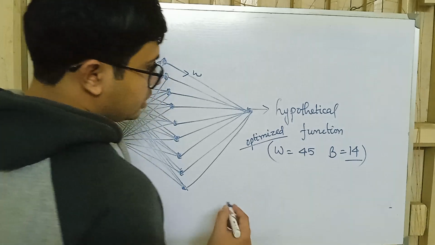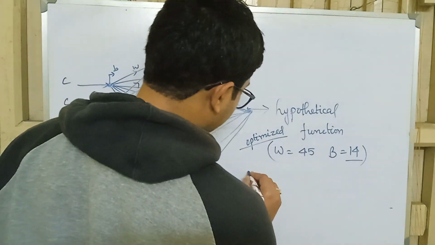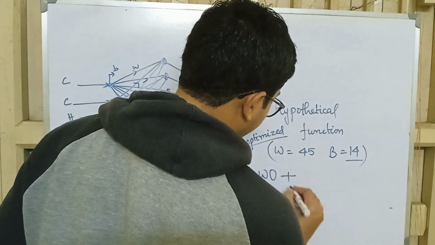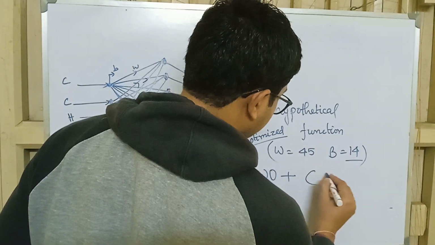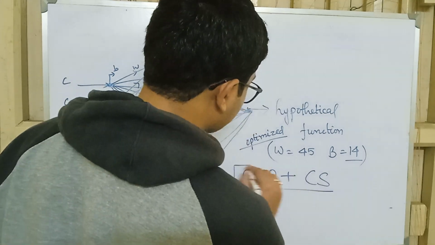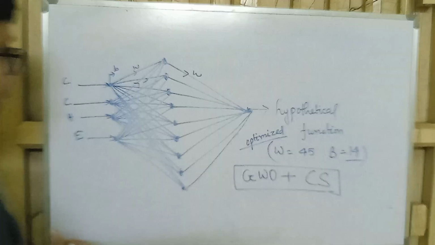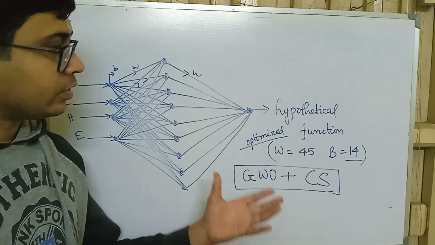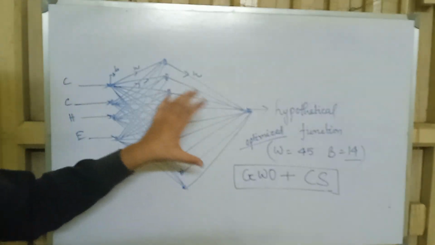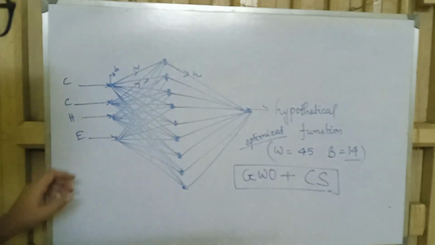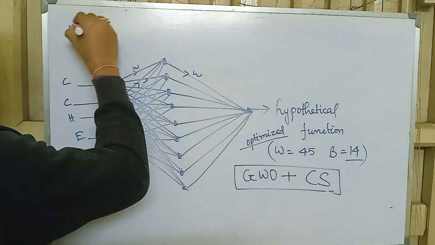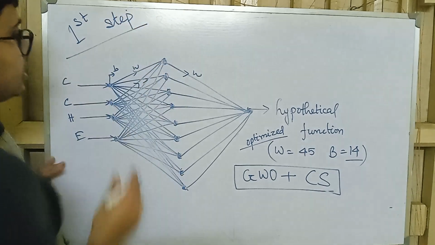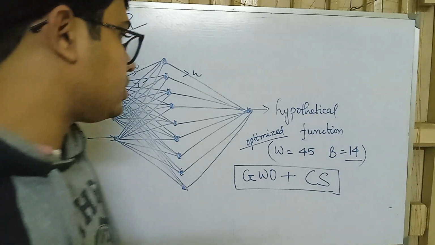Optimized means gray wolf optimization, and we hybridized it with the Cuckoo search algorithm. So we have used gray wolf optimization and Cuckoo search, and this is the hypothetical function. This is the first step of our research. This is the main step.